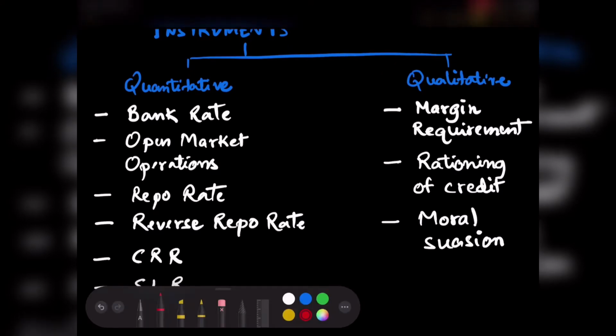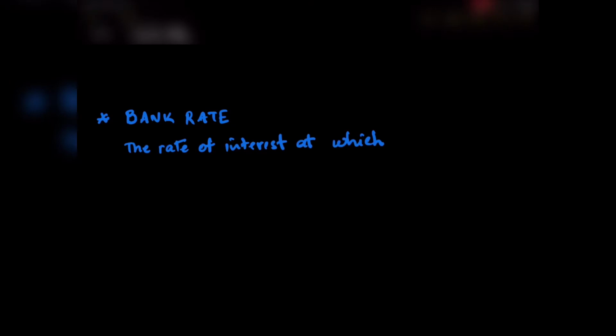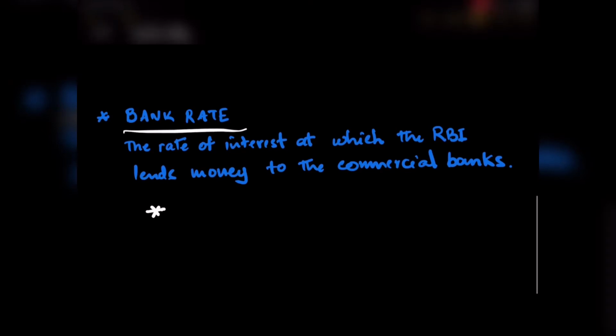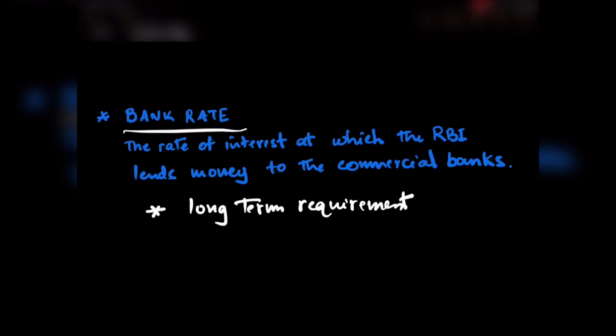Let us first discuss the concept of bank rate. Bank rate refers to the rate of interest at which the RBI lends money to the commercial banks. Earlier we have seen that commercial banks will borrow money from the Reserve Bank of India when they are in need of immediate money. In doing so, the Reserve Bank of India will fix a certain rate of interest for lending money to the commercial banks. And this rate of interest is none other than your bank rate. An important thing to be noted here is that the money which is lent to the commercial bank by the RBI for its long-term requirements will be known as the bank rate.